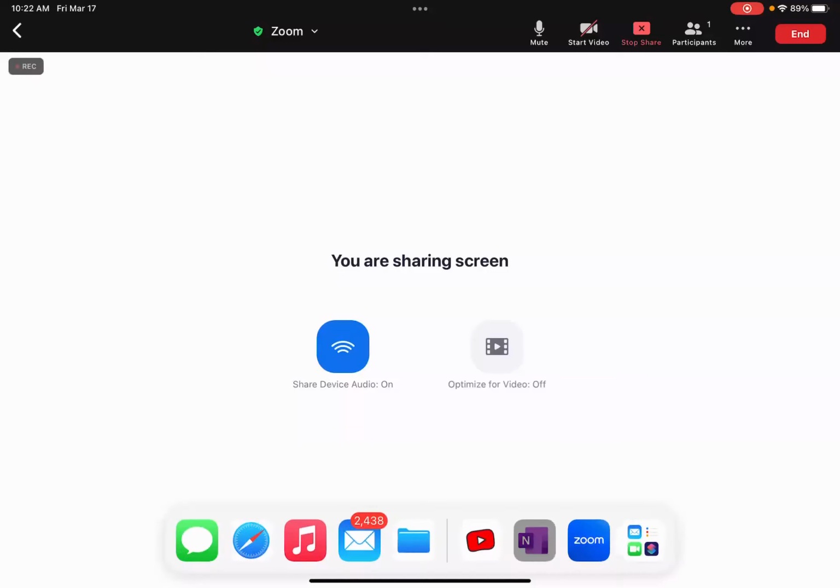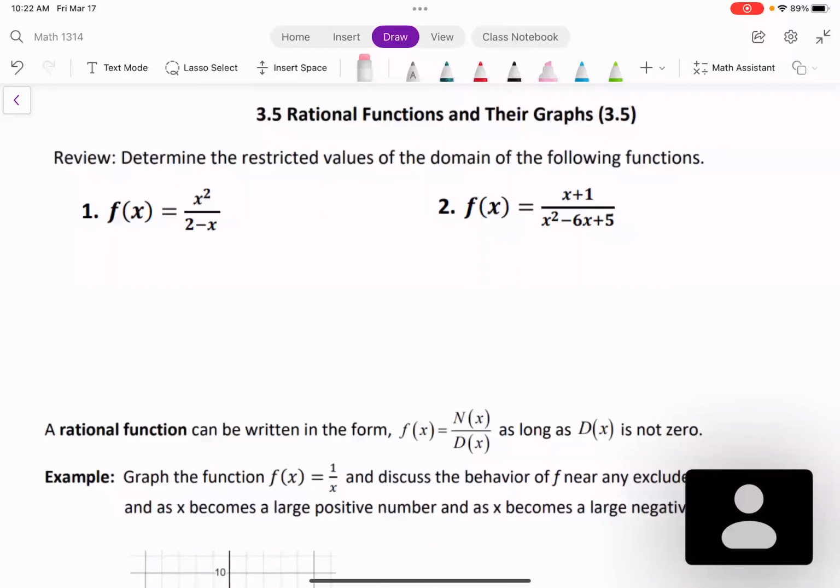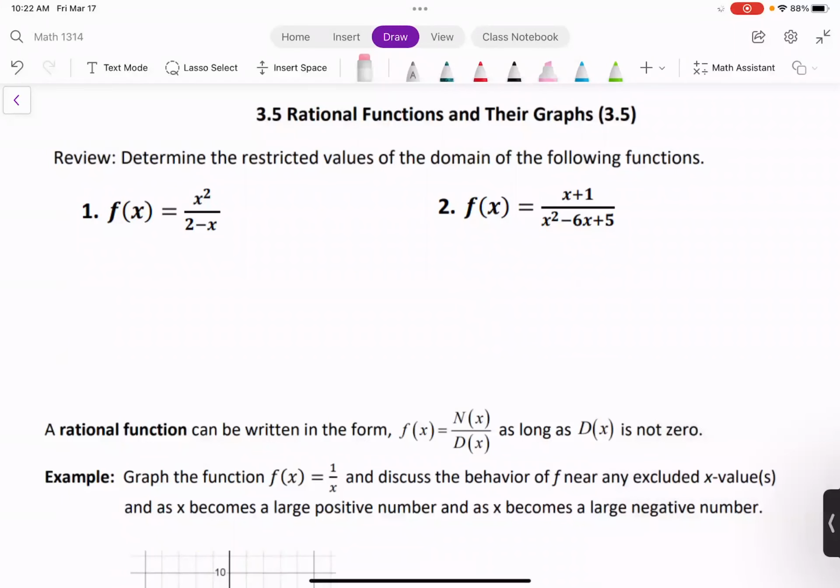Hello everyone, in this video, let's learn 3.5 rational functions and their graphs. Let's do some review. Determine the restricted value of the domain of the following functions.